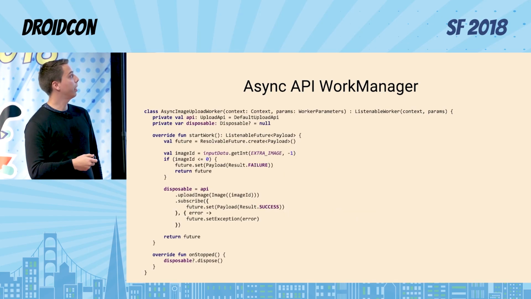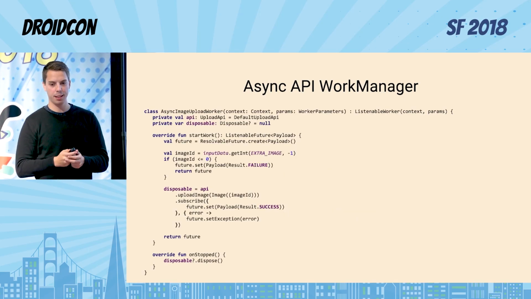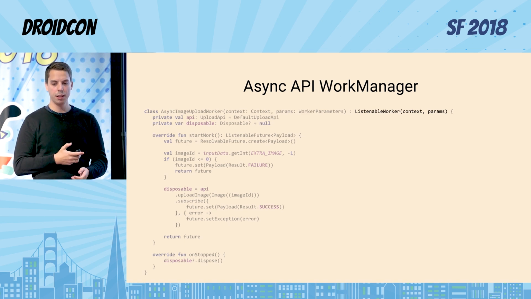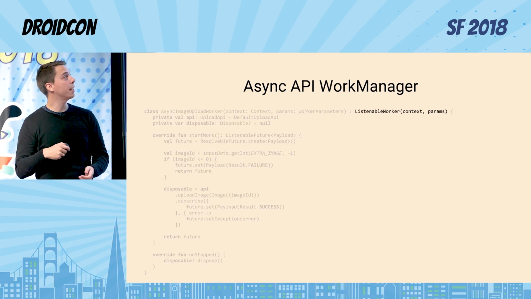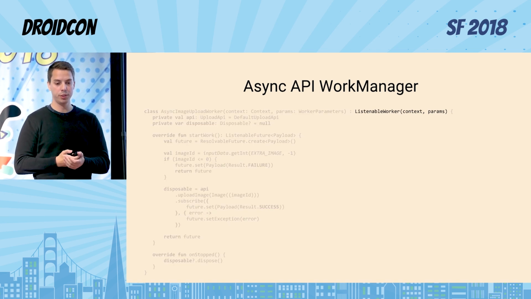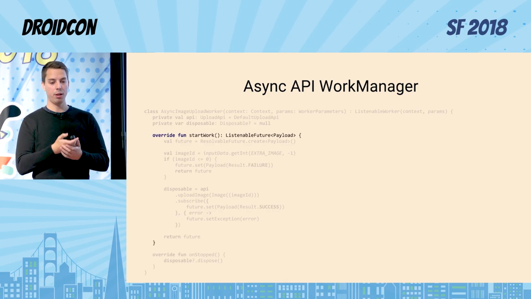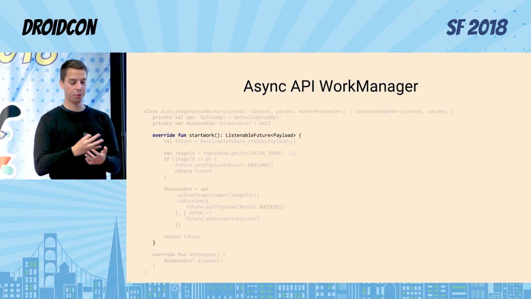So how can you implement this? It's a lot of code. Don't be scared. It's not that difficult. The first difference is that you extend ListenableWorker, the new asynchronous API. Then you write the startWork method, which returns a ListenableFuture and not a concrete result yet.